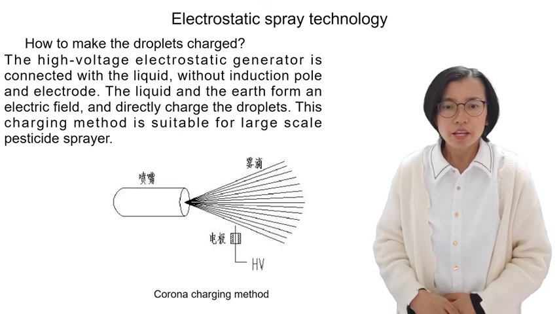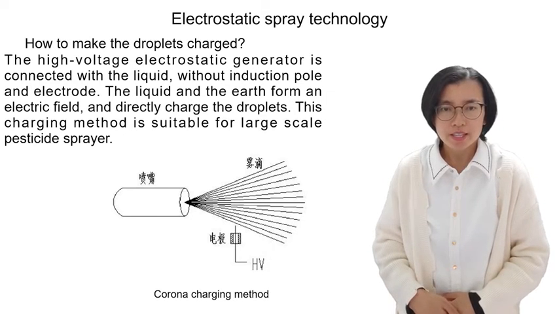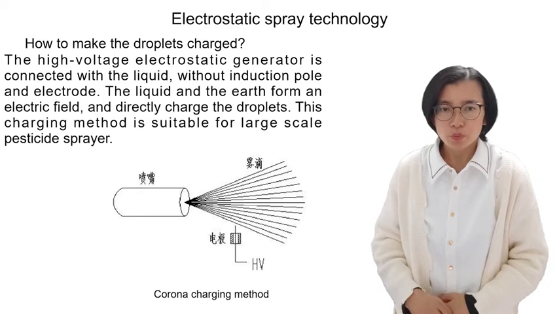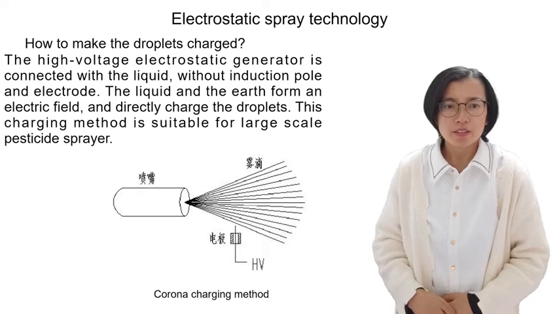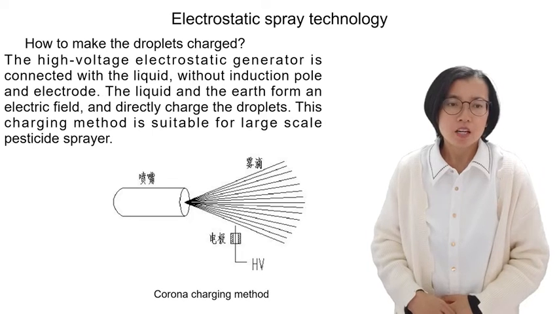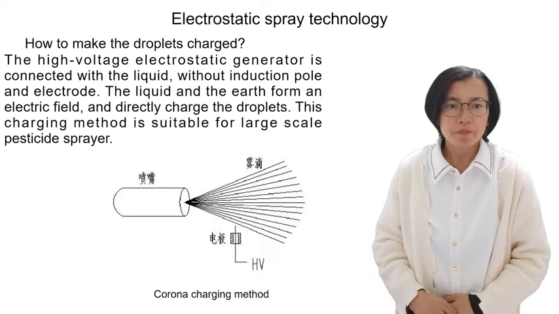We have another way named corona charging to charge the droplets. The high voltage electrostatic generator is connected with the liquid. Without an induction pole and electrode, the liquid and the earth form an electric field and directly charge the droplets. This charging method is suitable for large-scale pesticide sprayers. When we are choosing the charging method, we must take into consideration the site where it is applied and ensure safety, since the voltage is always very high.